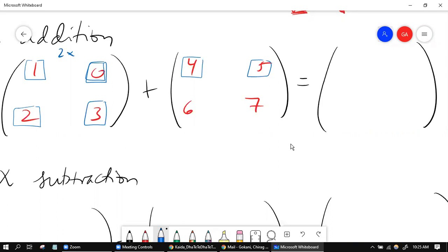So this is a 2 by 2 matrix. This is a 2 by 2 matrix. And this should also be what? A 2 by 2 matrix. So what is the first element? 5. What is this element? 5. What is this element? 8. What is this element? 10. So you see this is just addition.